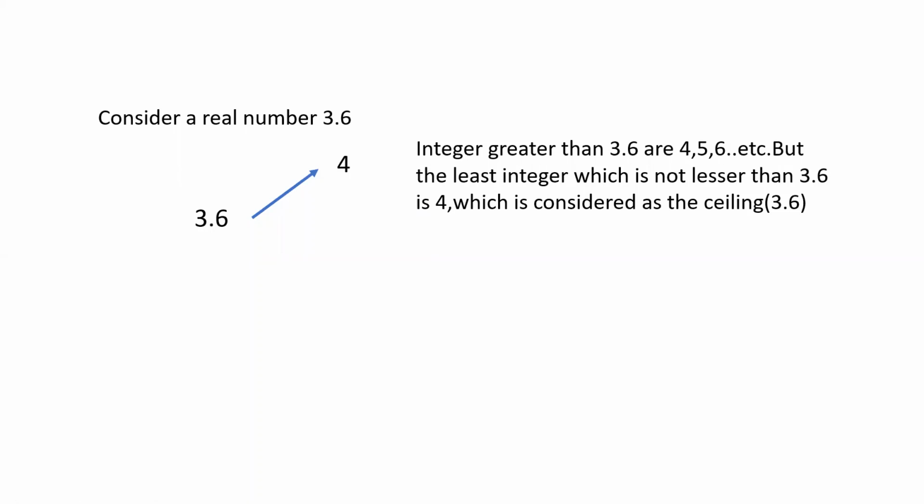So 4 is considered as the ceiling. The ceiling function gives you the least integer which is not lesser than 3.6. For example, if you take the ceiling of 3.6, the answer will be 4. So the ceiling function is used to find the least integer which is not lesser than a particular real number. Suppose x is a real number, then the definition of ceiling is the least integer which is not lesser than x.